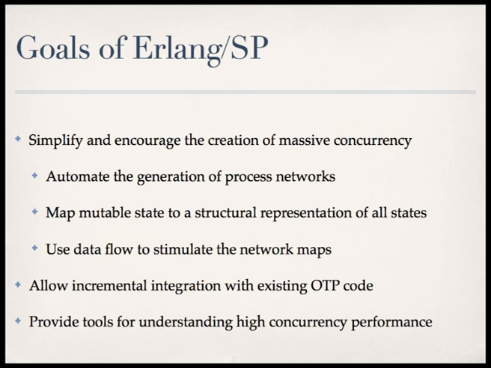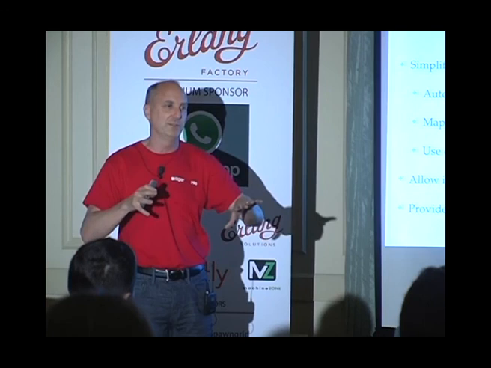And we want to be able to incrementally improve an existing system. We want to take a system that's got OTP constructs and add the new concurrency and see if it helps on a particular subsystem, but leave everything else the way it is. And if that works, then you can incrementally migrate your entire system and still be able to use all the tools that OTP offers, tracing, debugging, all that stuff.